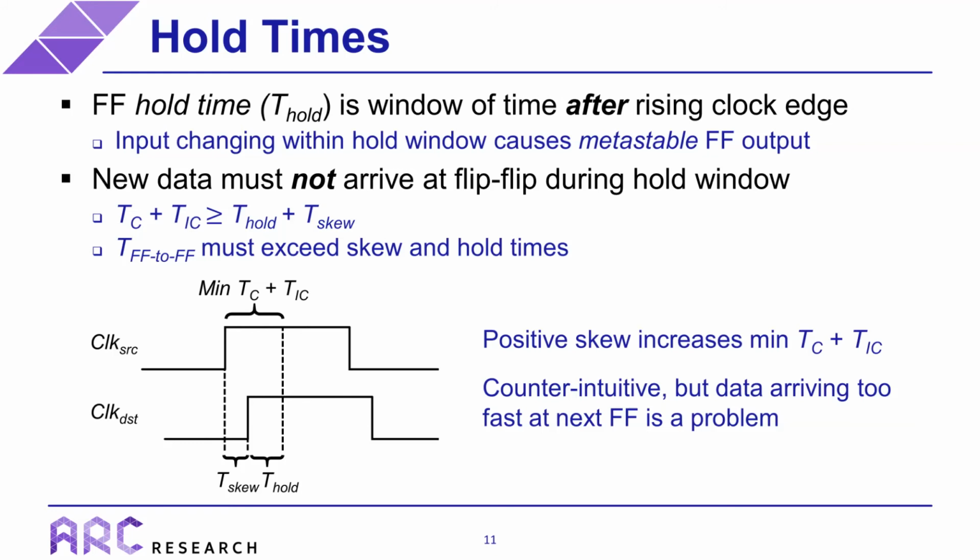So with regards to hold time, the implication of a positive hold is that it increases the minimum delay between the flip-flops. Now this can be very counterintuitive because it means that data arriving at the next flip-flop too fast is actually a problem. Fortunately, this isn't frequently actually a problem, and it's usually something that the synthesis tools will solve for you, but it is important to understand that it can occur.